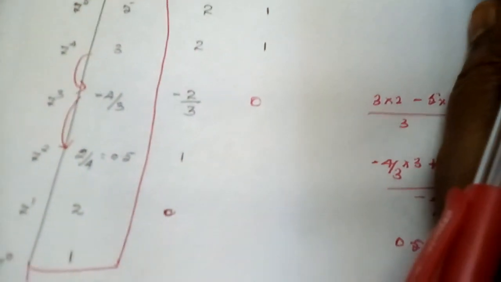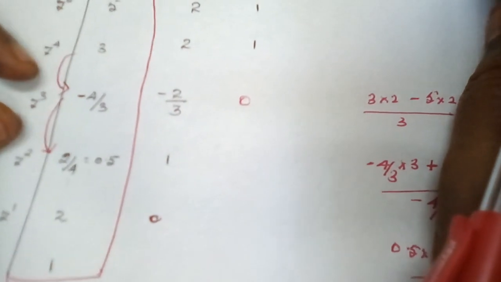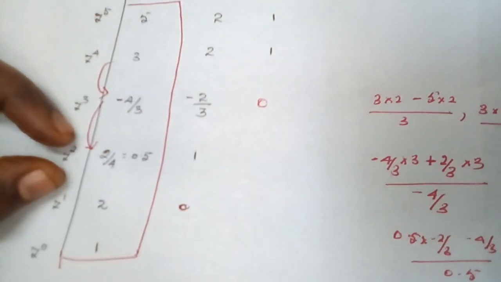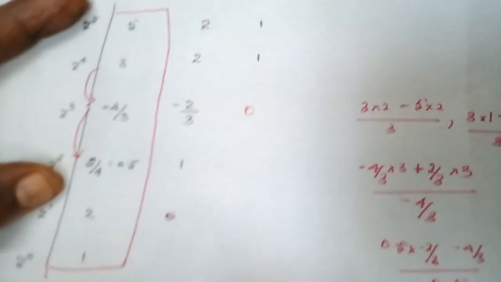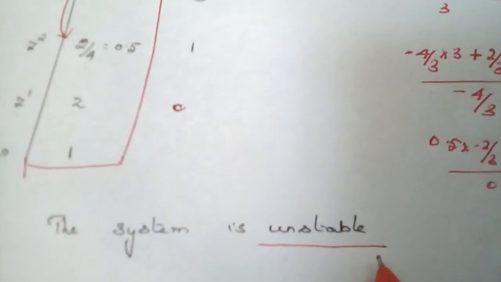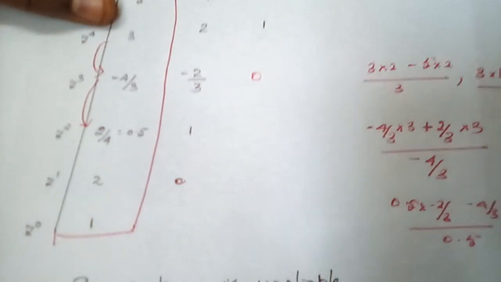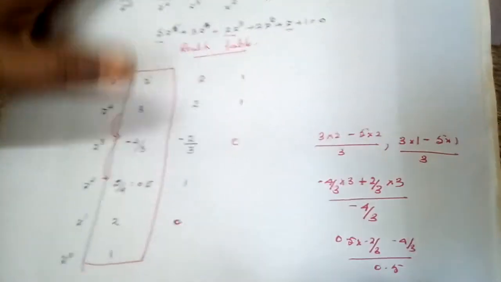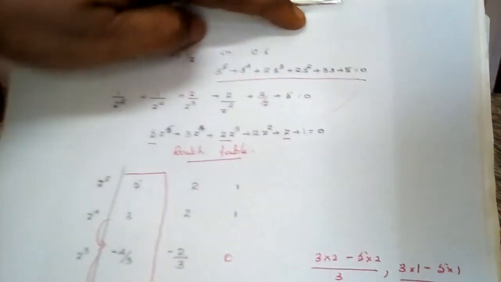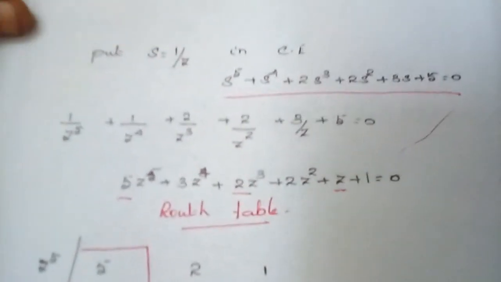Okay. And in this, for checking the stability, since there are two sign changes, one from positive to negative and another from negative to positive, the system is said to be an unstable system. If there is no sign change, the system is said to be a stable system. Okay, and now we have proceeded with the stability check by putting s equal to 1 by z in the characteristic equation. Okay, you can also substitute in the Routh's array.